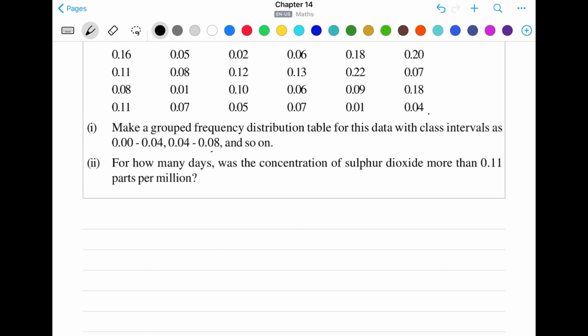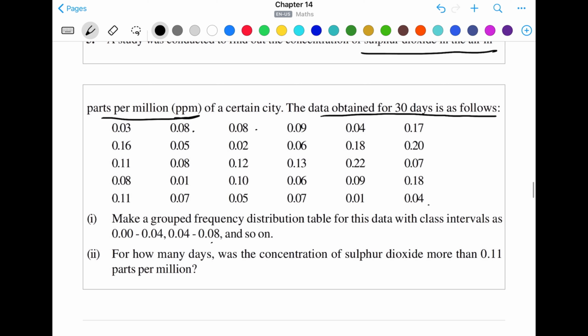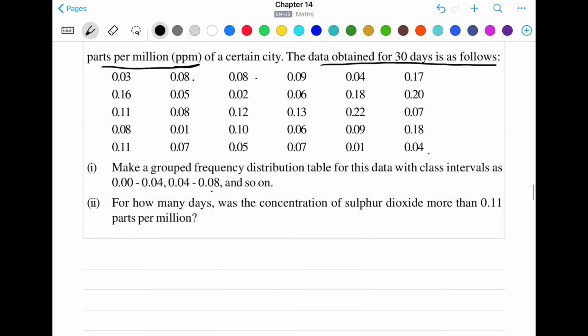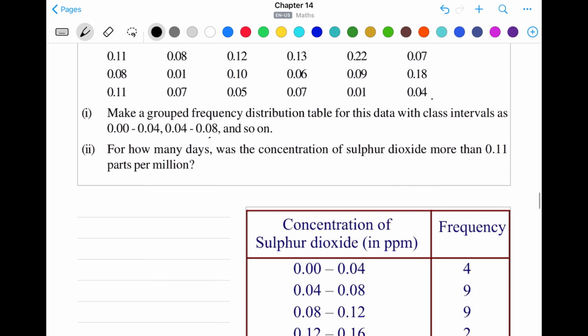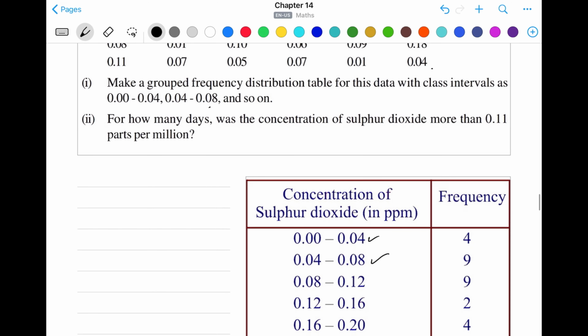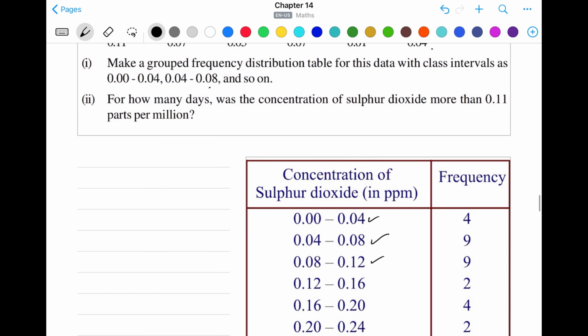Then, how many days was the concentration of sulfur dioxide more than 0.11 parts per million. So let's first draw its frequency distribution table. That's our table for this information. We have divided the interval from 0.0 to 0.04, 0.04 to 0.08, then 0.08 to 0.12 and 0.12 to 0.16 and so on till 0.24.